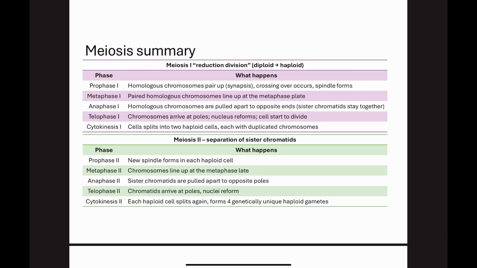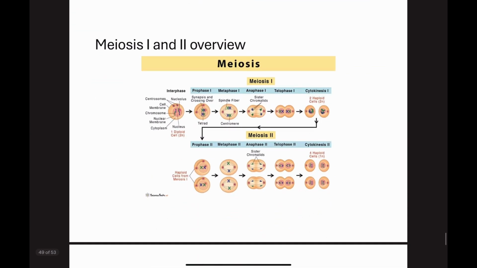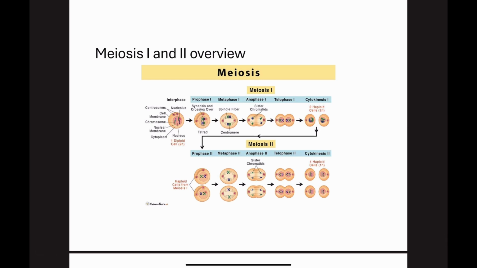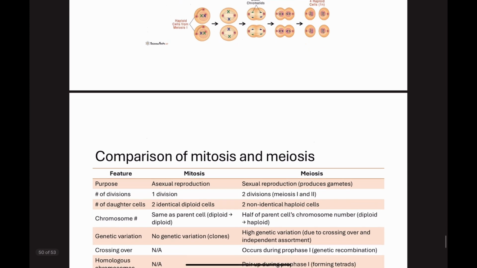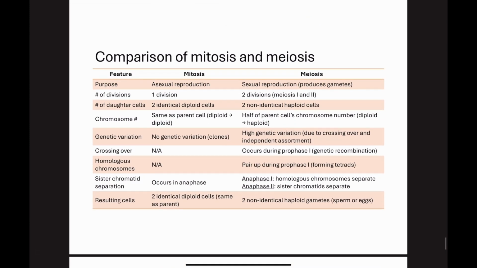This chart is summarizing what happens in meiosis 1 and what happens in meiosis 2. Feel free to pause and look it over. And this is just meiosis 1 and meiosis 2 together. And here we're comparing mitosis and meiosis. So if you ever get lost thinking what happens where in which cycle, you can refer to this chart and it has a lot of those answers.